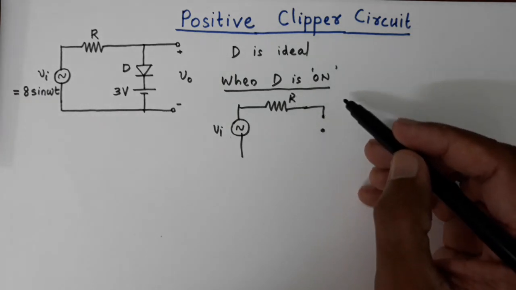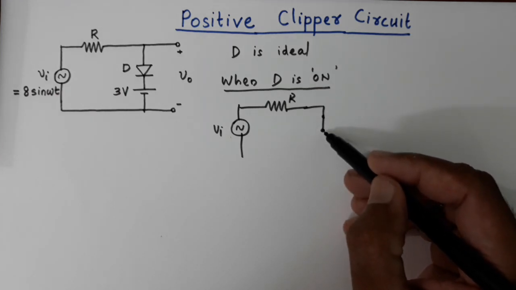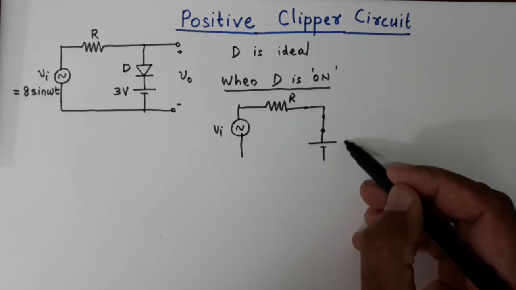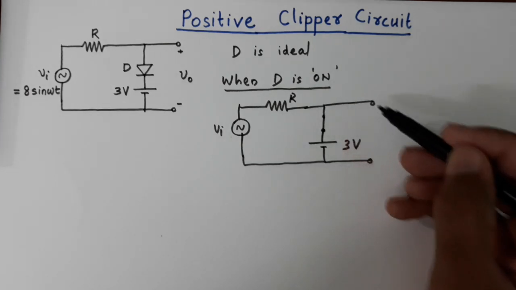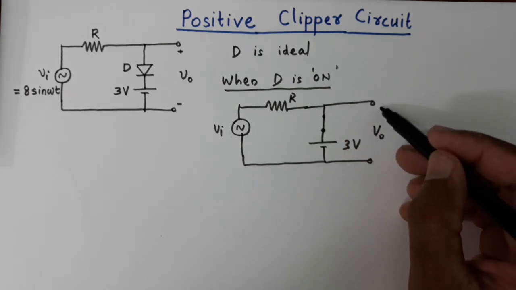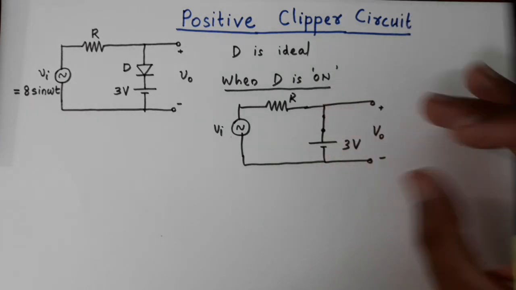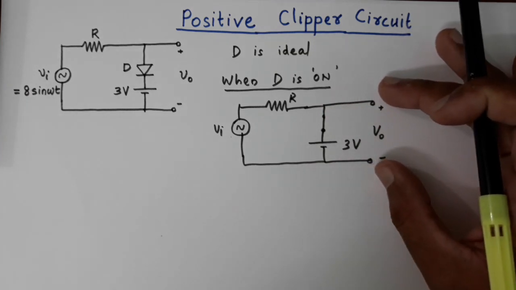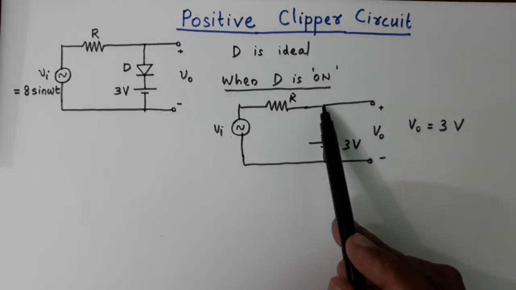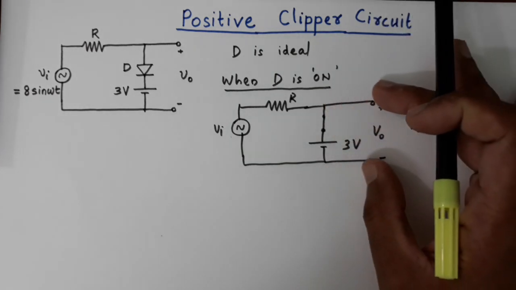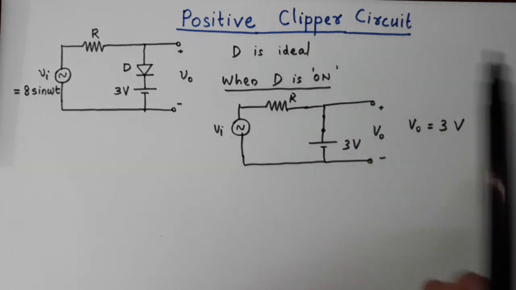When the diode is on, it will act like a closed switch, a short circuit, and there is a 3-volt battery here, and this is our output port. You can see that when the diode is on, this 3-volt battery is directly coming across the output terminals. So the output voltage will be 3 volt. We are assuming an ideal diode.